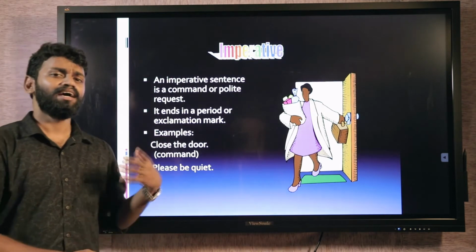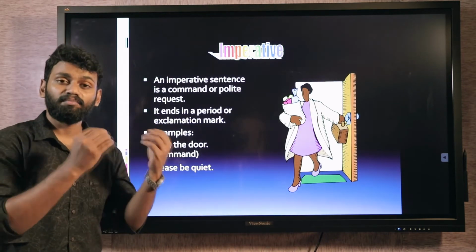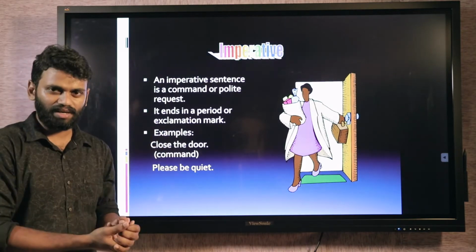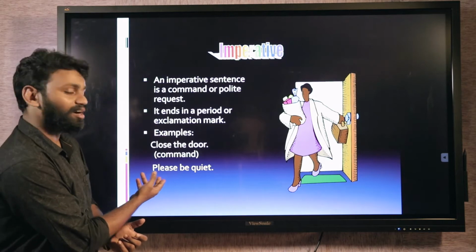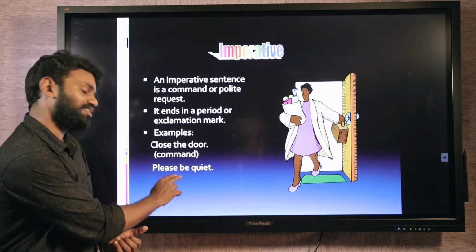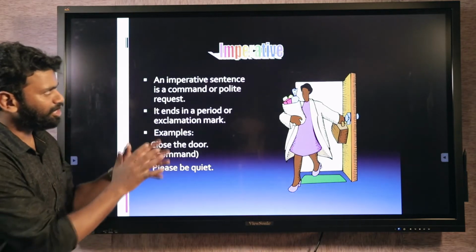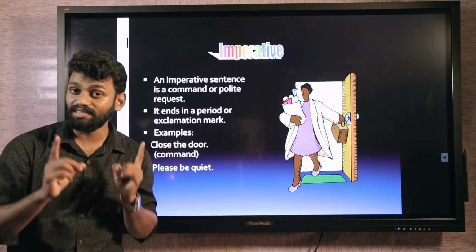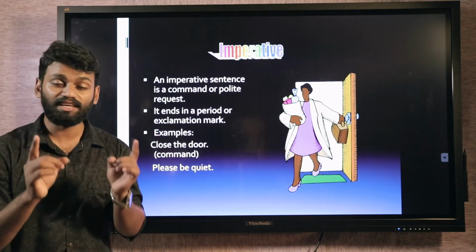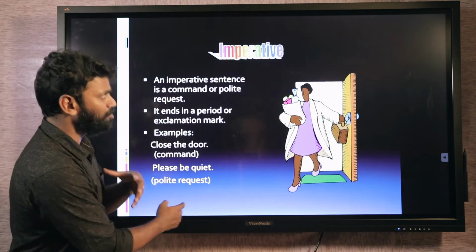Here you have another example, which is a request. Please be quiet. And when you change this into a request, only a word is added, please. That is not a noun. You see here the next word is a verb, be quiet. Okay, so now one important point about imperative sentences is that they usually begin with a verb. They don't begin with a noun. We move to the third one.